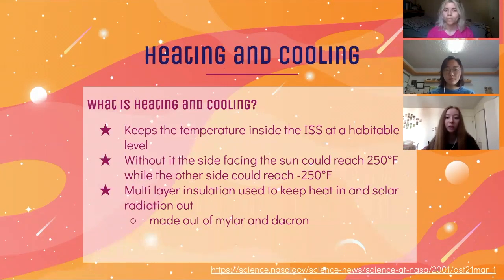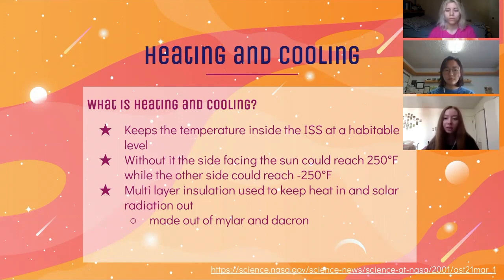Now I'm going to be talking about heating and cooling on the ISS. Temperature control is very important because it keeps the temperature inside the ISS at a habitable level. Without it, the side facing the sun could reach temperatures up to 250 degrees Fahrenheit, while the other side could reach temperatures down to negative 250 degrees Fahrenheit.